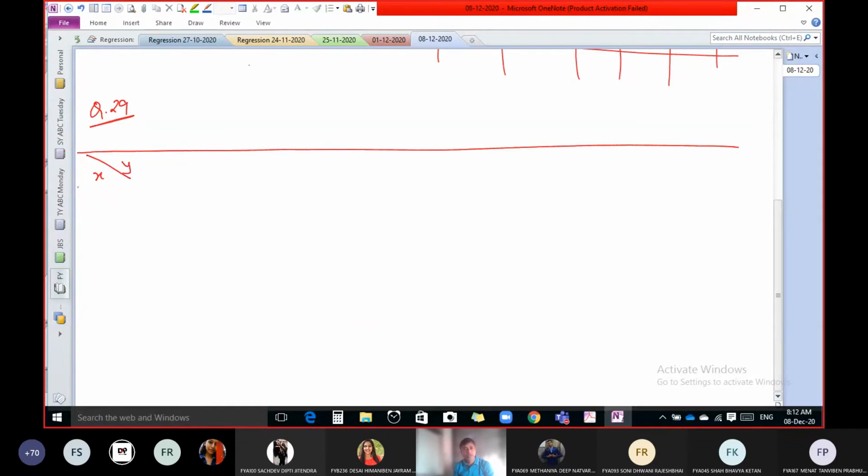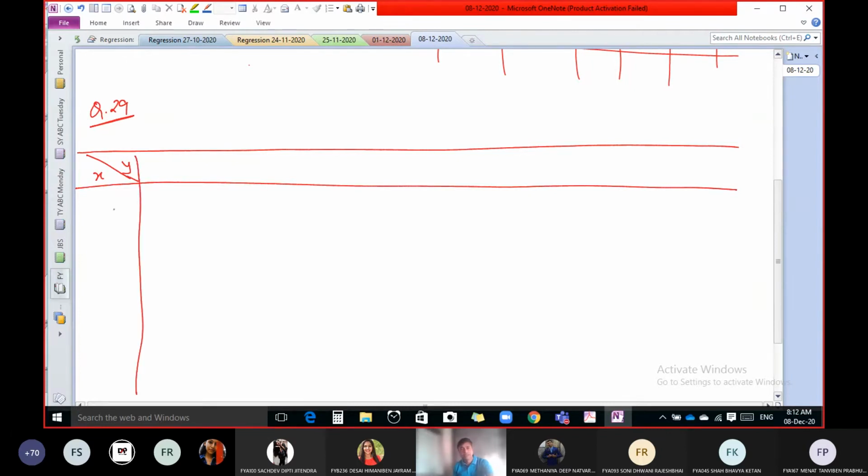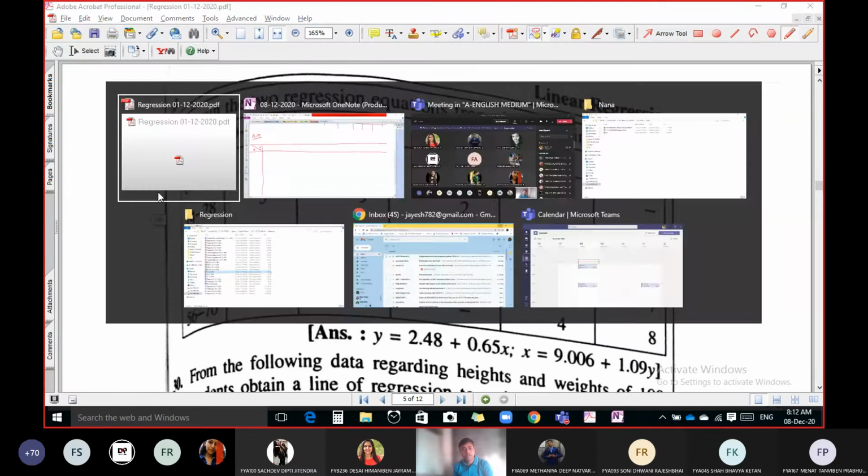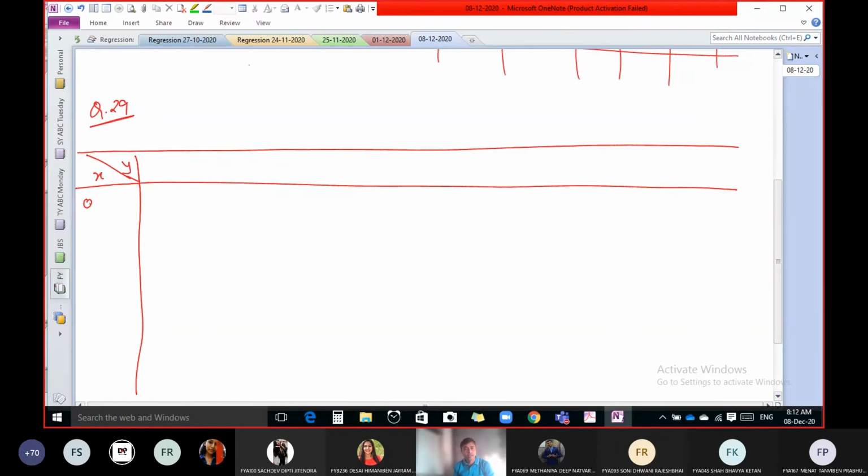Prepare table. Here x: 0 to 14, 14 to 28, 28 to 42, 42 to 56 and 56 to 70. Here y: 0 to 10, 10 to 20, 20 to 30, 30 to 40, 40 to 50. And we have this information.